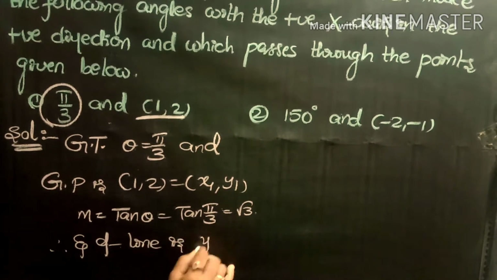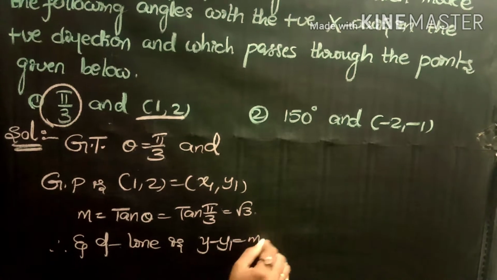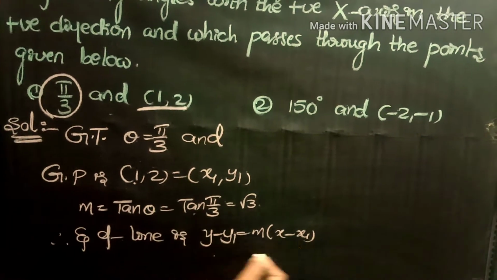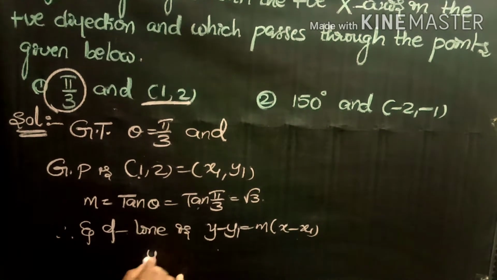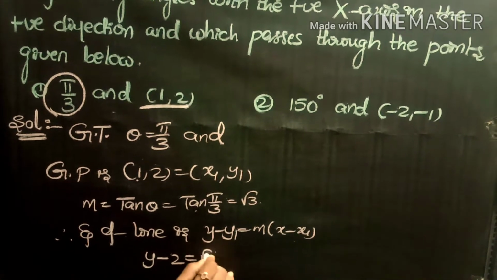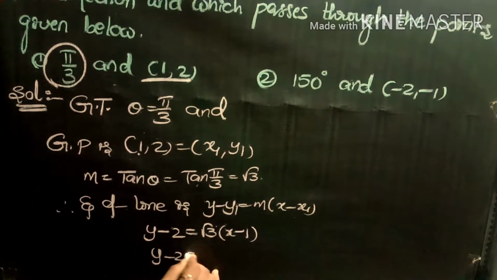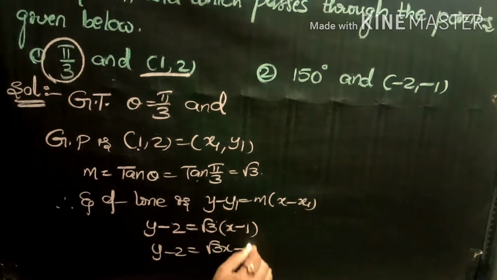Therefore the equation of line is the formula y minus y1 is equal to m into x minus x1. Here one point is there and the slope is there. So we are using this formula to find the equation of the line. That is y minus 2 is equal to root 3 into x minus 1. That is y minus 2 is equal to root 3x minus root 3.